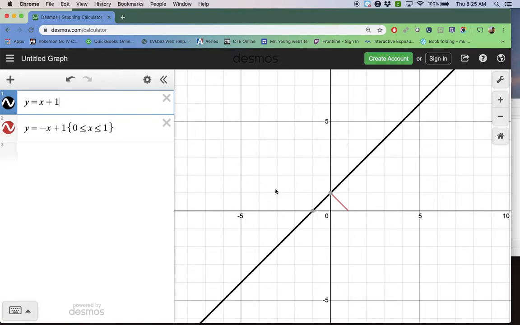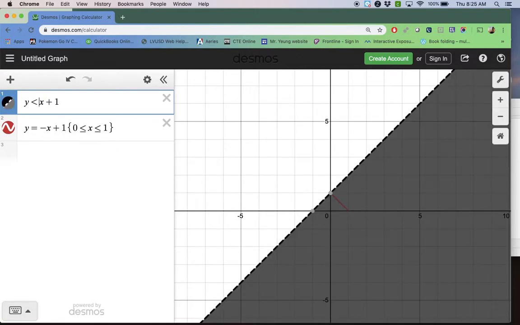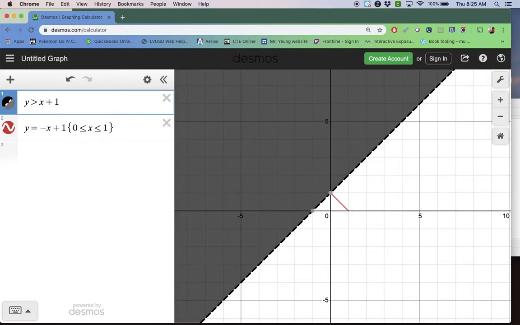So how do we shade? Is it above the line or below the line? How many people hopefully remember from Algebra 1 or pre-algebra that they have some inequalities? Inequalities means that if you do less than, it shades the line. Now it gives you a dotted line because it's not equal to the line. Very simple enough. If you make it greater than, it goes above.